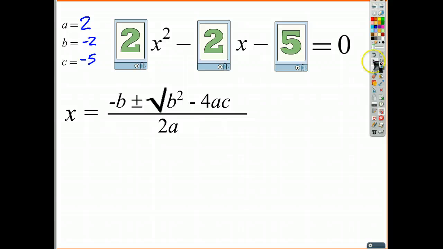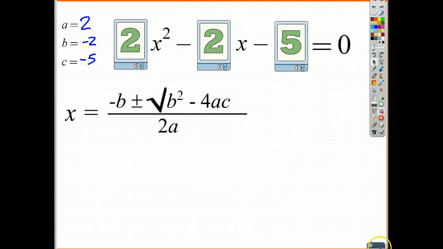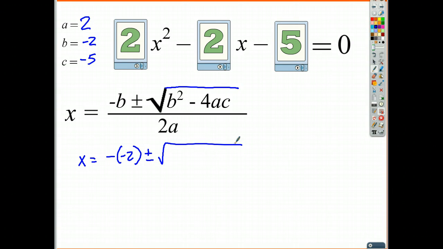Okay, let's try this. I don't know what happened to my square root symbol here. It should have a line all the way across it, so we'll just put it in there. So x is equal to negative b, and b is negative 2, plus or minus the square root of b squared, which is negative 2 squared, so I'm just going to say 2 squared, minus 4 times a, which is 2, times c, which is negative 5. And then this whole thing is divided by 2 times a, which is 2 times 2.